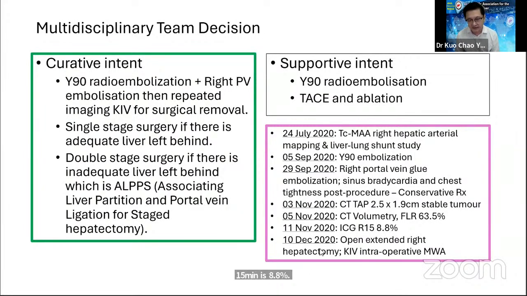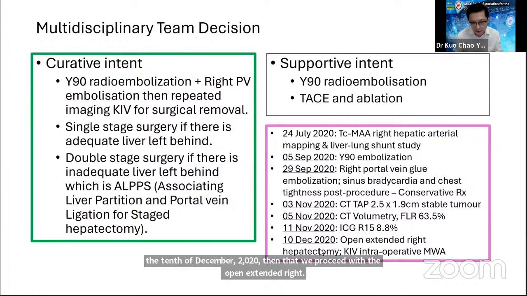Then on the 10th of December 2020, we proceeded with an open extended right hepatectomy, and of course, they say that they may not be able to remove it.